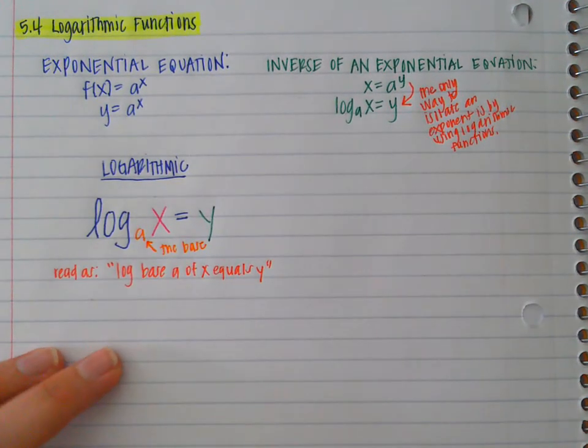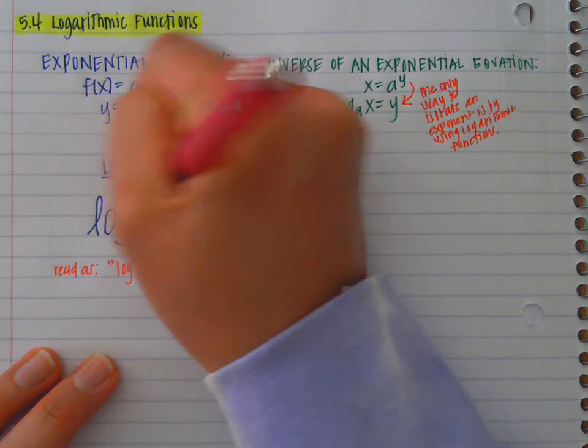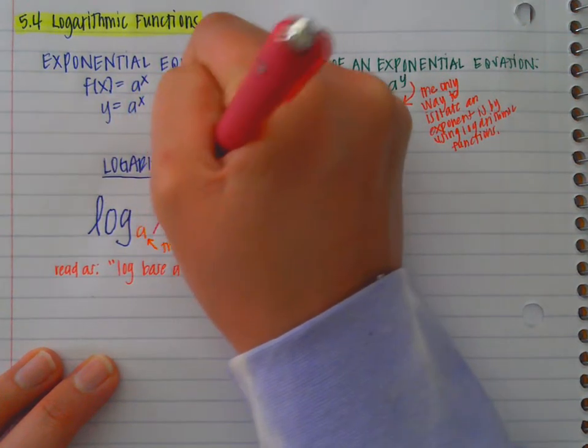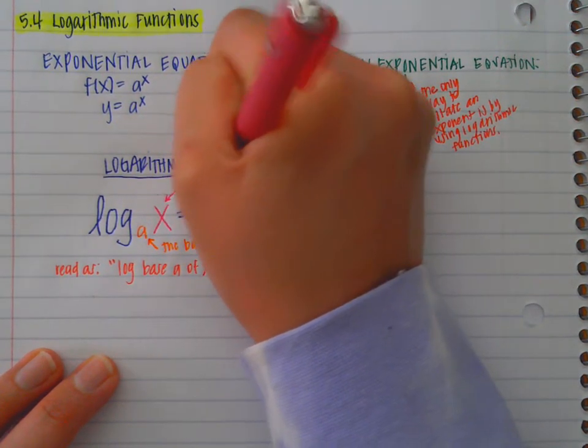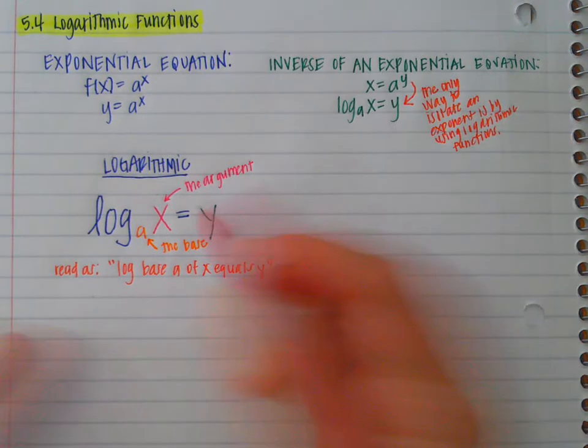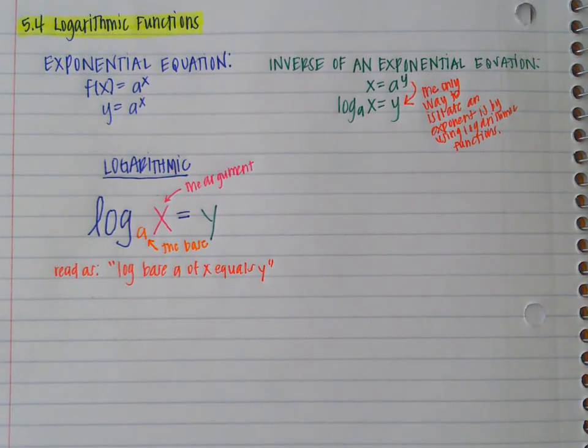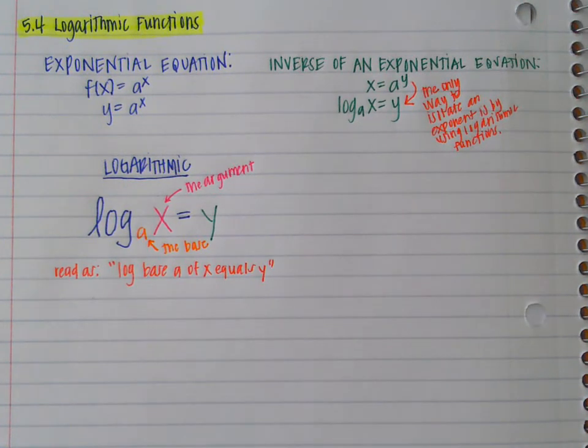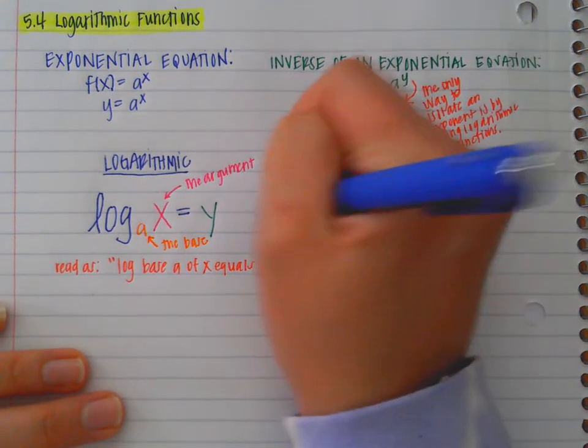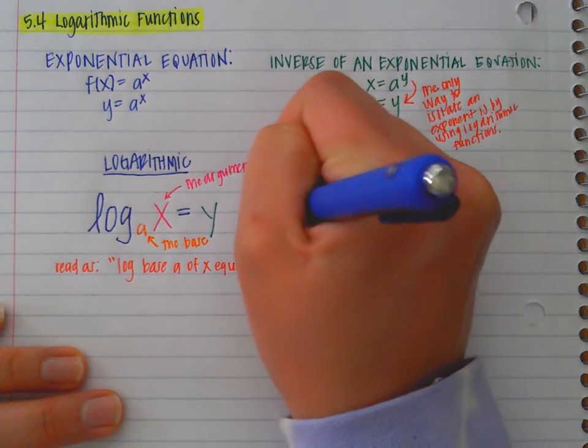X is what we call the argument. And we don't really have a name for y because y is just the answer, what the log is equal to. Okay, so like I said, going back and forth from a logarithmic to an exponential is going to be super, super important. So I'm going to show you.